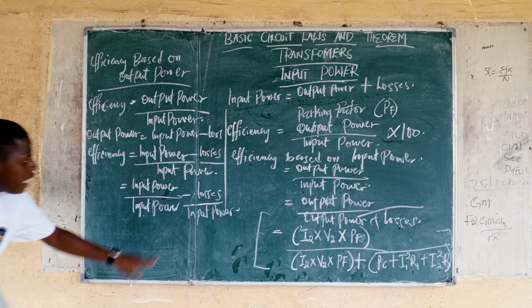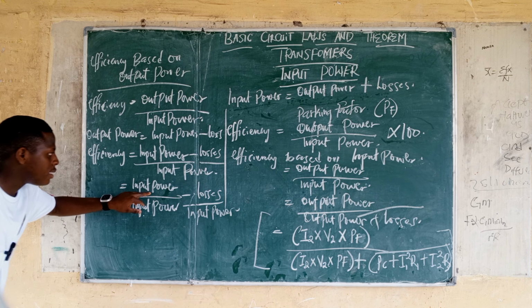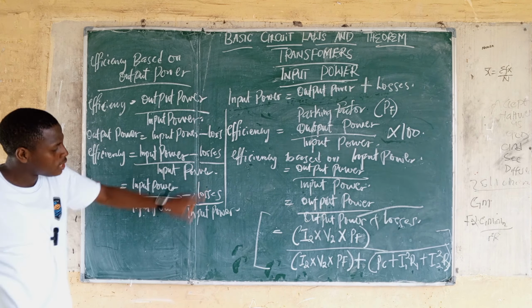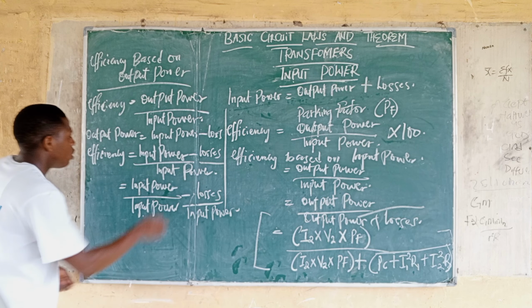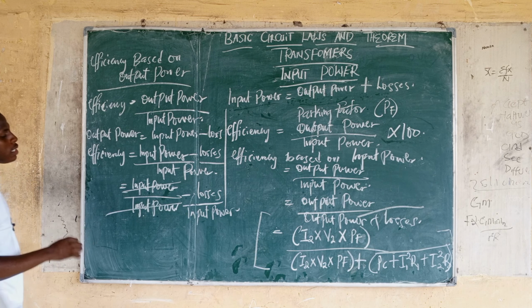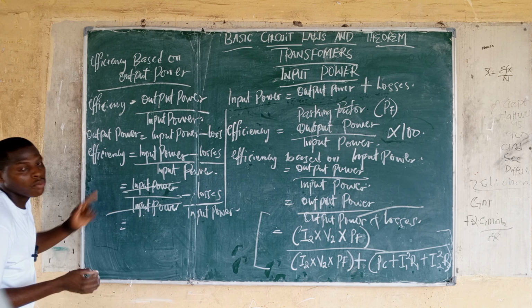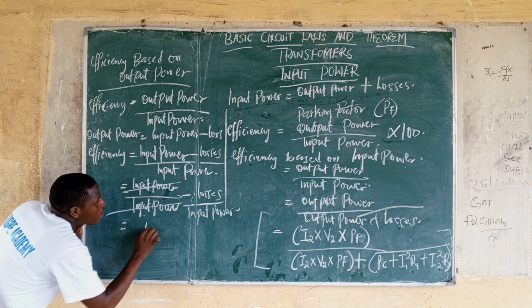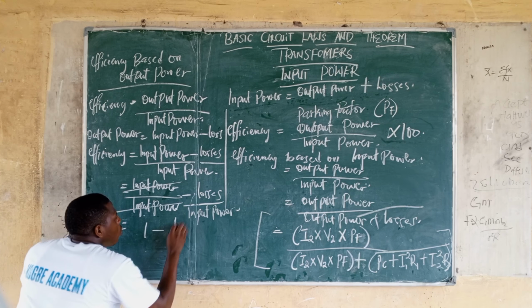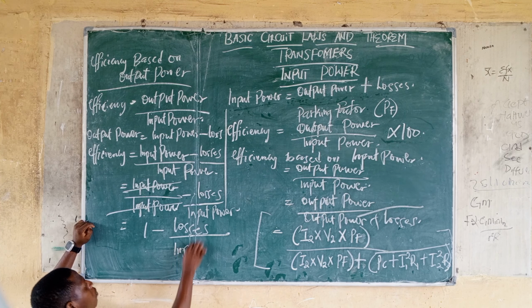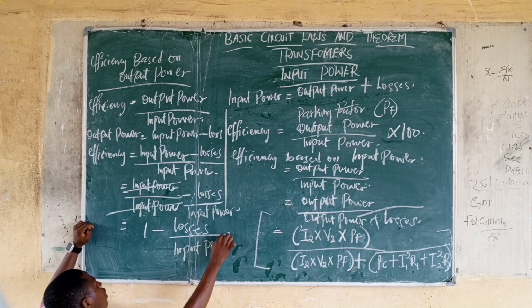Now, what's the next thing we can do? Look at this. This is input power, this is input power minus losses, and this is input power. So we can scratch this. Input power divided by input power is simply 1, minus losses divided by input power.